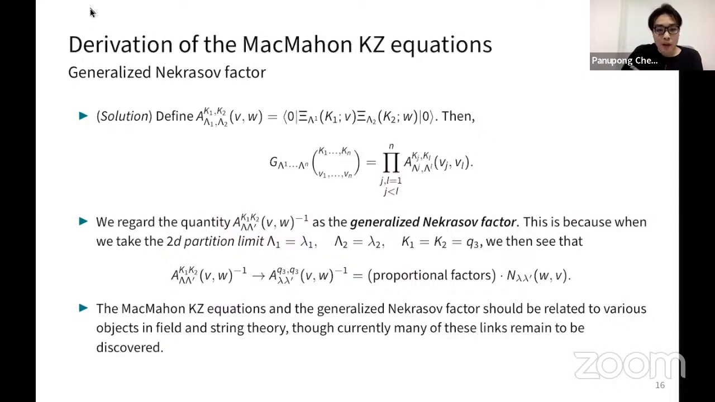I believe that the McMahon KZ equation and the generalized Nicholson factor should be related to various objects in field theory and string theory. But for now, we still don't know what object that is related to. But I leave this for future work.